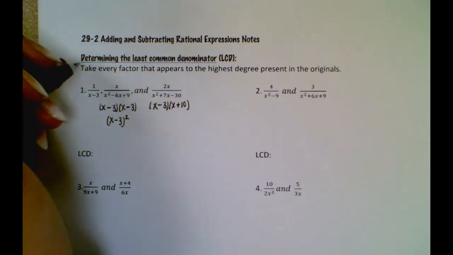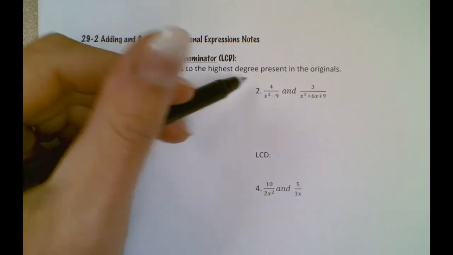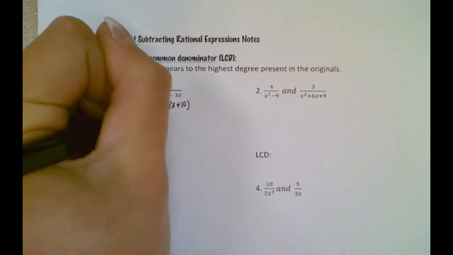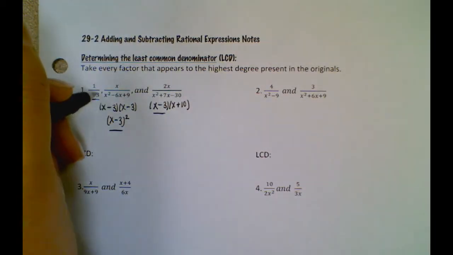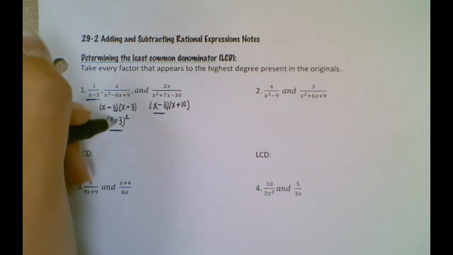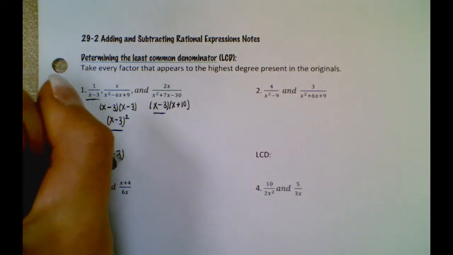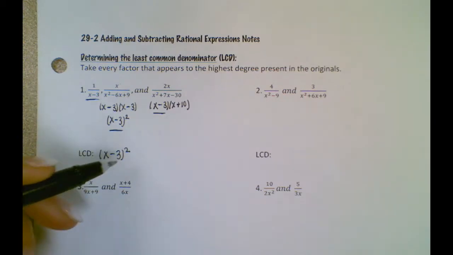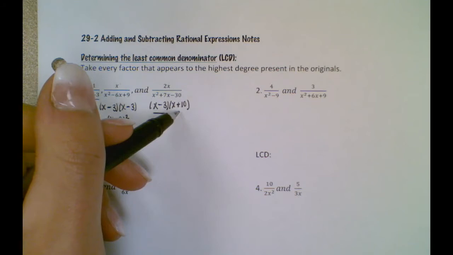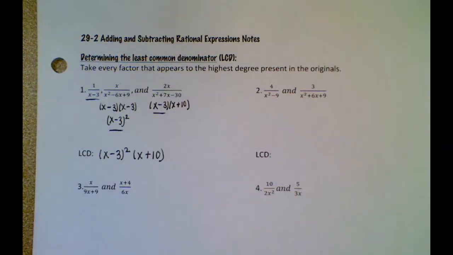Alrighty, so the least common denominator, we are going to take every factor that appears to the highest degree that's present in the originals. So I have an x minus 3 here, and another x minus 3 here, and another x minus 3. This has a degree of 1 because it only shows up one time. This has a degree of 1 because it only shows up one time in this term. But it shows up twice here. That has a degree of 2. So part of my least common denominator will be x minus 3 squared, or you could just write it out twice, okay? And so that takes care of that term. Over here, I have an x plus 10, and that only occurs in that one, and it just occurs one time, so it's going to look like that.